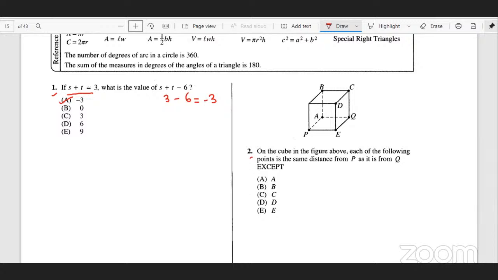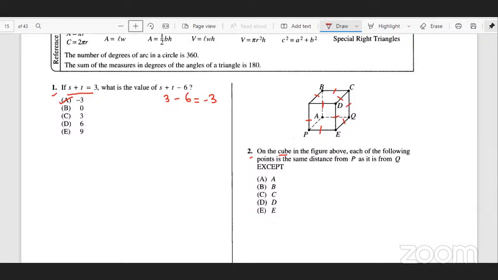On the cube in the figure above. Now, before reading the rest of the question, one thing should be clear. This is a cube. So it means that every side of this cube would be equal, right? Because in case of a cube, every side is equal, right? So like all these sides are equal. So we know that, because it's a cube.